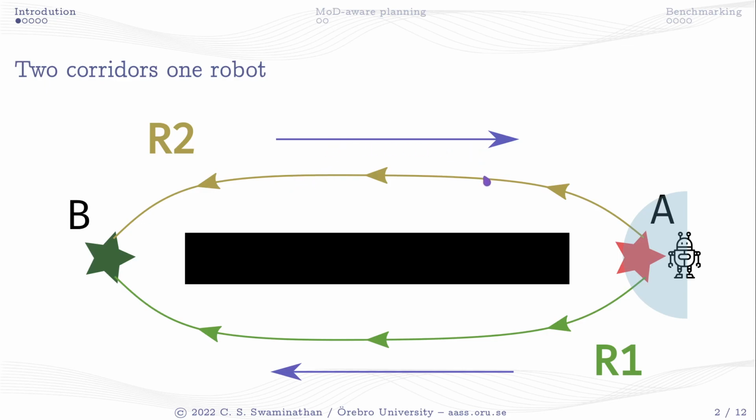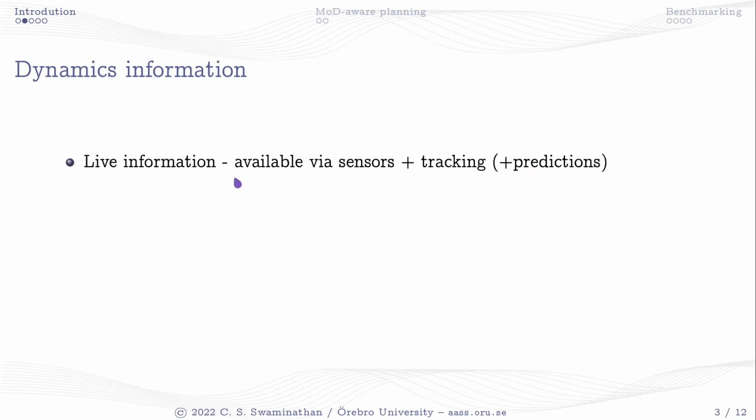So the robot might have to maneuver around oncoming entities such as pedestrians, or it might have to pause and wait a lot more. So this blue information is what we call MODs, or maps of dynamics. So dynamics information, of course, is either available live, such as in the immediate vicinity of the robot. That's available via sensors and tracking, and sometimes also via motion prediction.